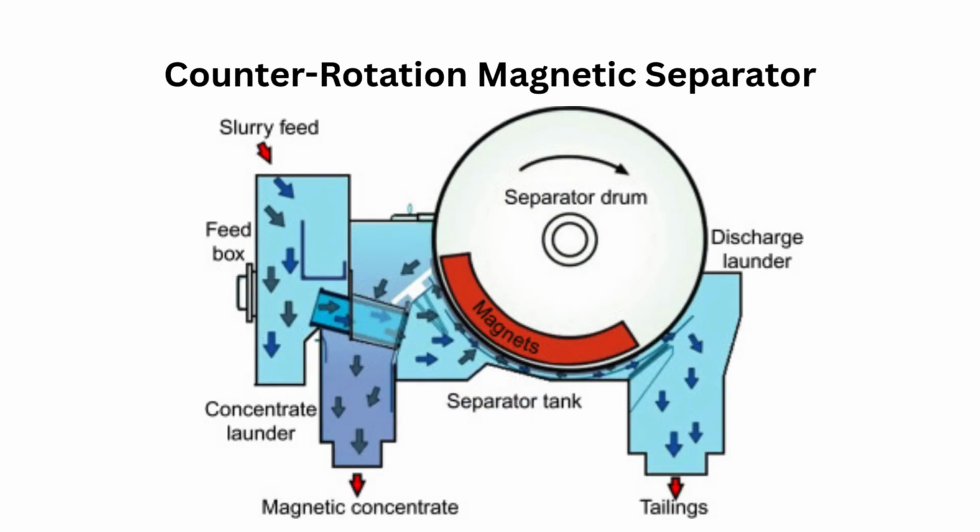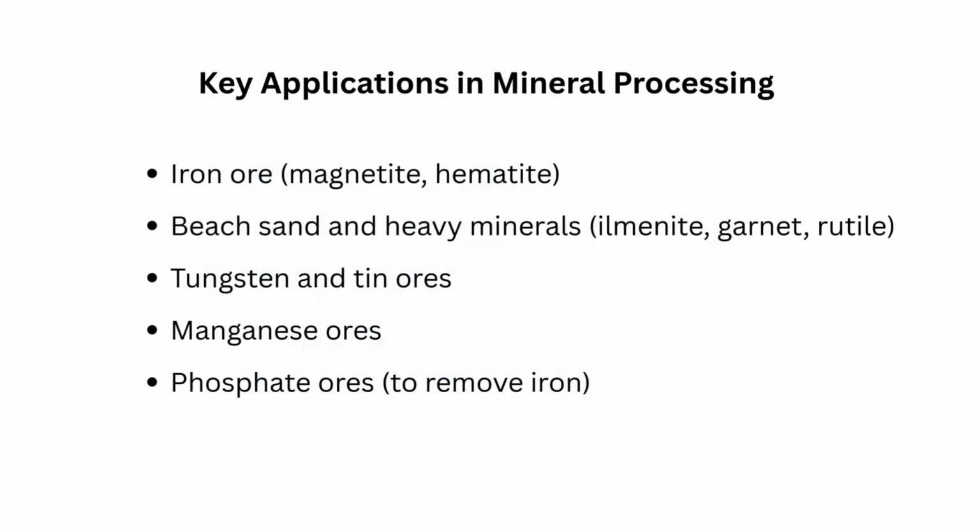Counterrotation separators, similar to countercurrent separators, use alternating poles to create a magnetic field, allowing slurry to flow in the same direction as the drum's rotation. They are commonly used in roughing operations for handling surges in feed and recovering coarse grain materials, but may not achieve clean concentrate. Magnetic separation is most famously used in the iron ore industry.